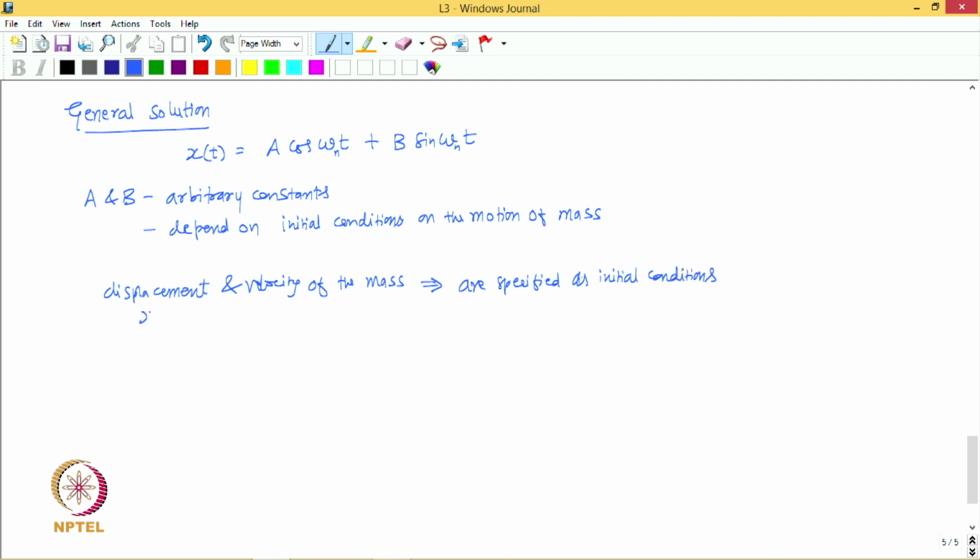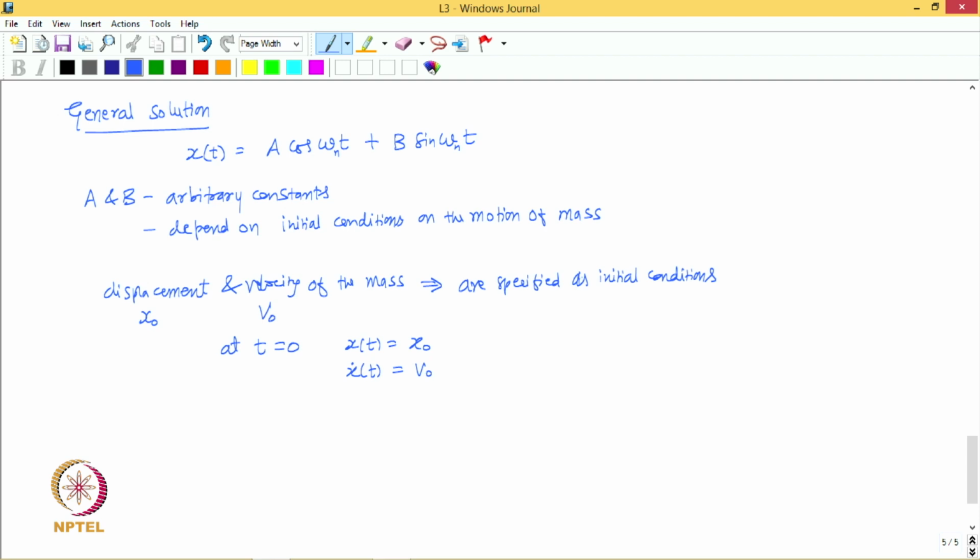So, let x naught be the initial displacement and v naught be the velocity. Therefore, we can formally write that at t is equal to 0, if we call the initial time t as 0, then x of t is equal to x naught and x dot of t, which is the velocity, is v naught.